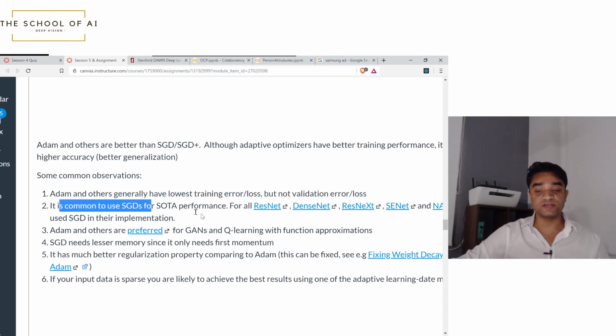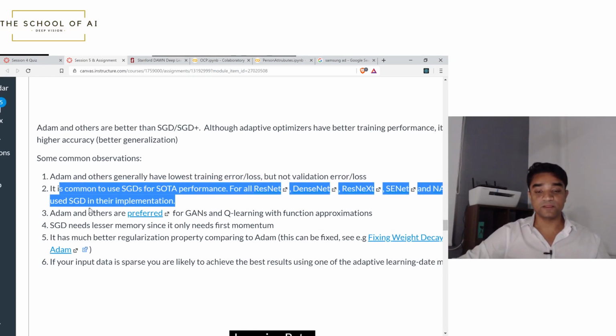It is common to use SGD for all the sort of performances we are looking at. Adam and others are preferred for GAN and Q learning, which is reinforcement learning. And scientists are clueless why they are better for GANs and Q learning and VAEs also. But clear? So is moving to these new types of gradient designs reducing the overall computation time? No, I'm going to explain that also.